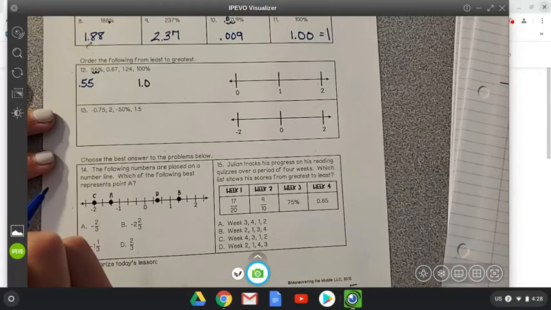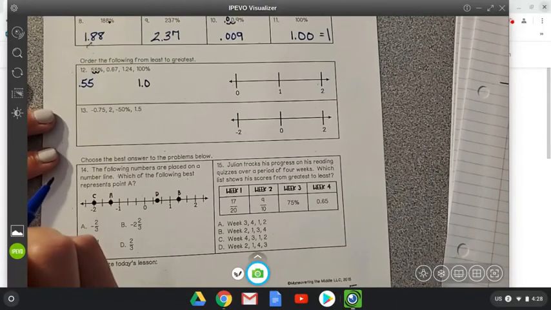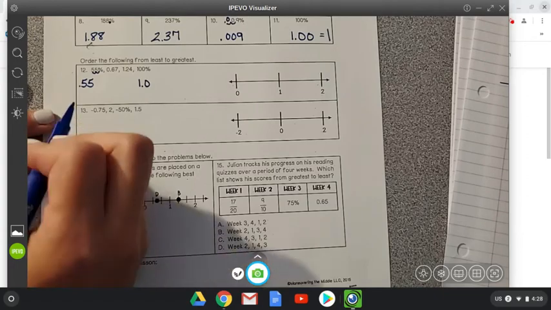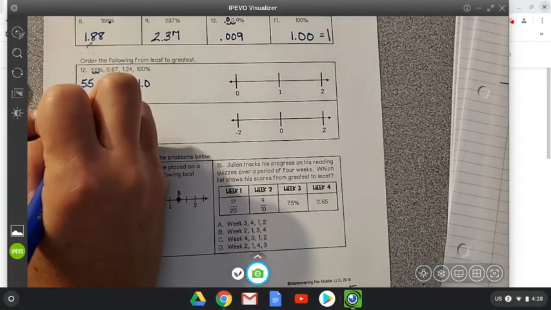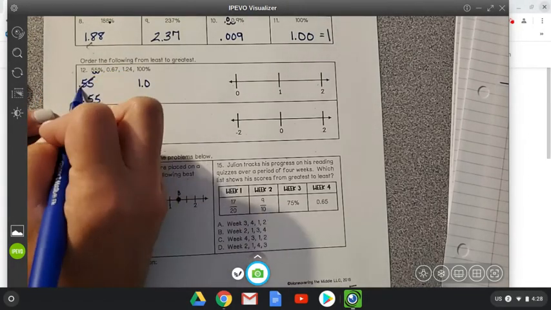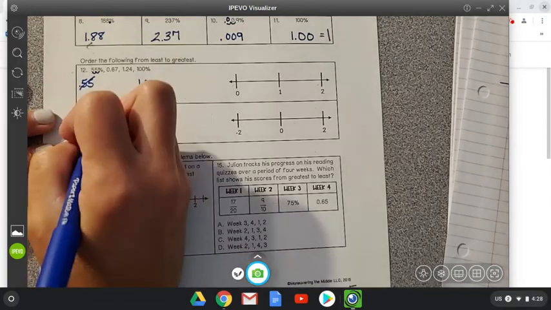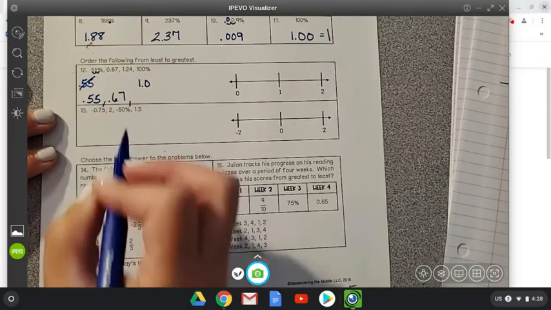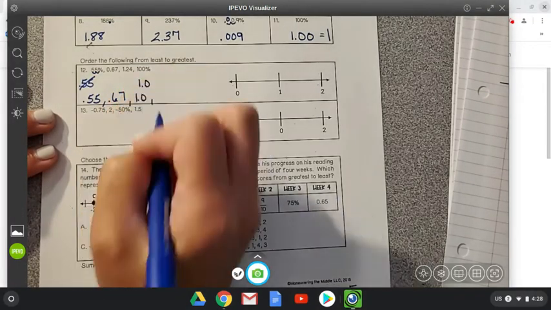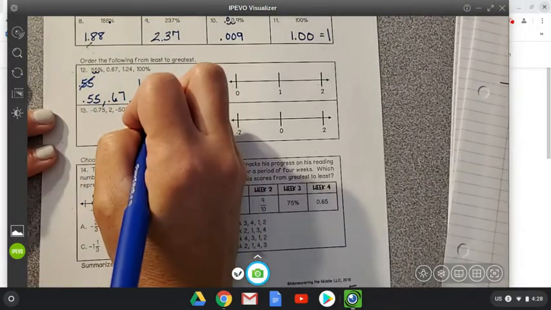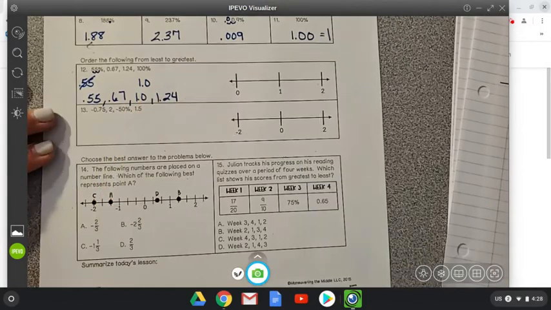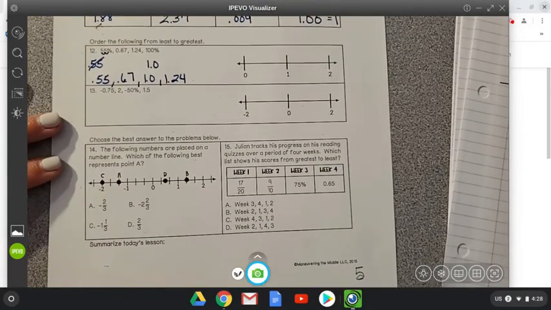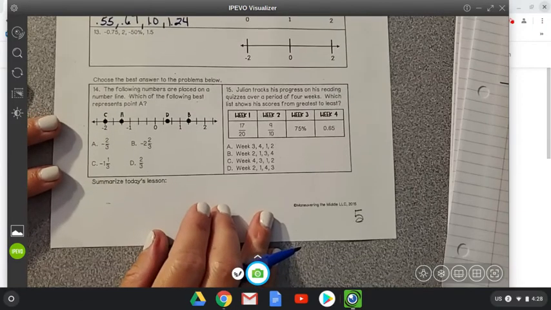Right, so now I just have to put them in order from least to greatest. So the smallest one here is going to be 0.55. The next one is 0.67. The next one is 1.0, and then 1.24. Now I'm going to have you guys do number 13 on your Ed puzzle.